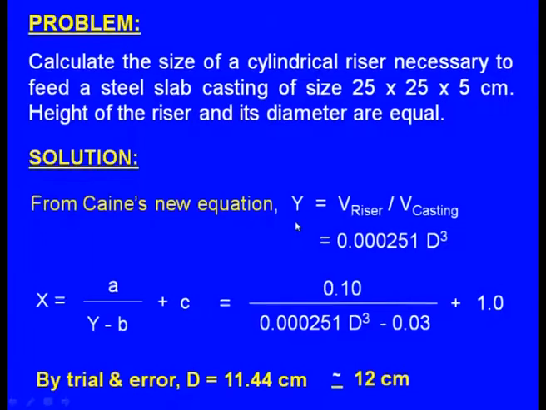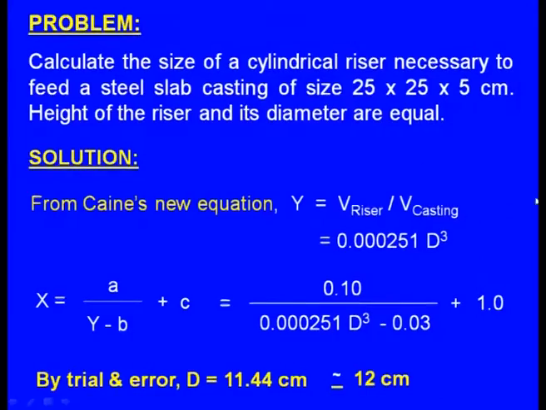Now, there is another definition for y. What is y? y is equal to the volume of the riser divided by the volume of the casting. So, that is equal to 0.000251 d cube. It comes to be that much, which seems to be a complex value.